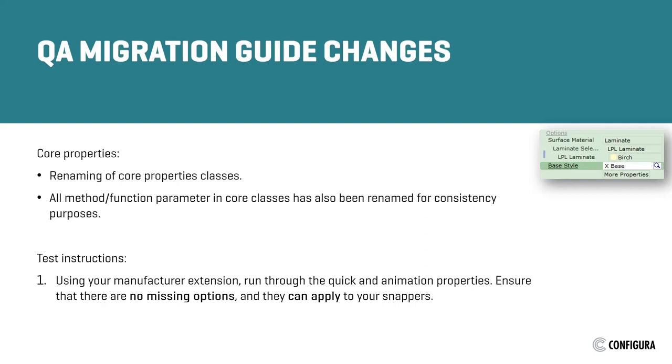And all of the method function parameters in core classes have also been renamed for consistency purposes. Now with that, we recommend you look at your manufacturer extension. Please look at the snapping and animation properties. Now ensure there are no missing properties. Make sure everything is still the same as before. And please toggle through these different options and make sure they can apply to your snappers.